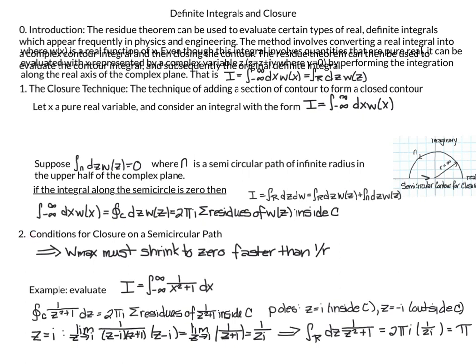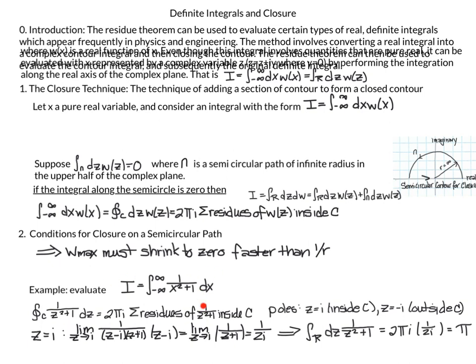Our second topic is conditions for closure on a semicircular path. Remember, this closure technique depends on the integral along the semicircle equaling 0. So what we want to know is under what conditions the integral on the semicircle is equal to 0. And we have the answer here. W max, the maximum value of w on the path, must shrink to 0 faster than 1 over R. This is our condition, which we will derive. I'm not sure if that will be emphasized in your class or not, but it was in your book, so we're going to do it too.